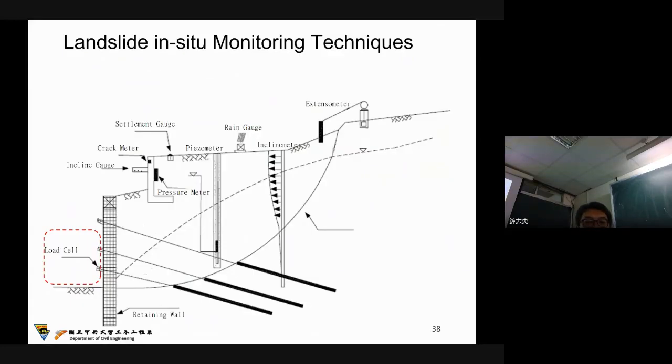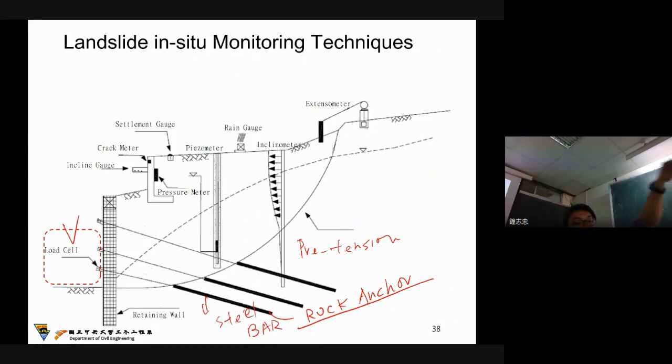Next, I would like to show you a load cell. Why do we try to monitor the load cell from the soil anchor or rock anchor? Because I don't know if you have already learned the pretension. I can have a pretension on this. This is the original, this is a steel bar. So I can put the pretension and put it inside of this slope. And if you have a pretension, next, you may have the compression pressure for this area of the slope.